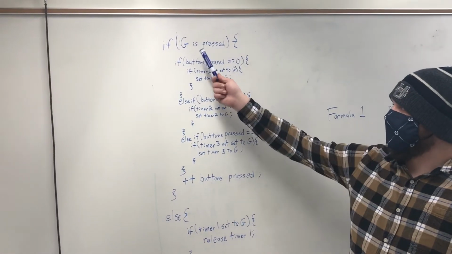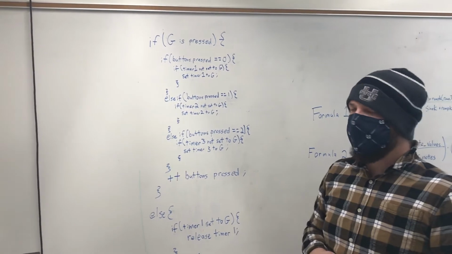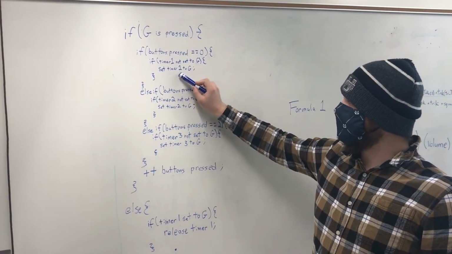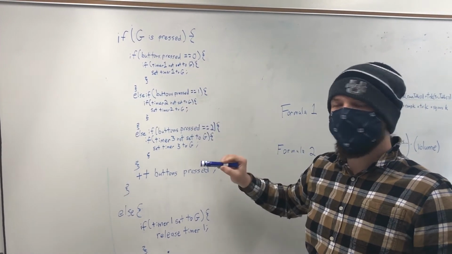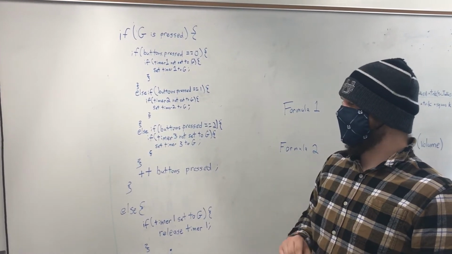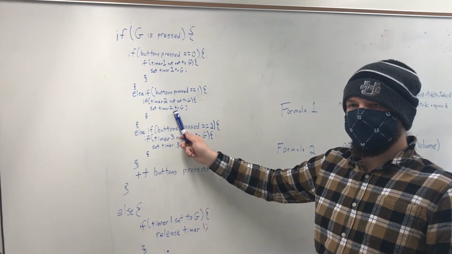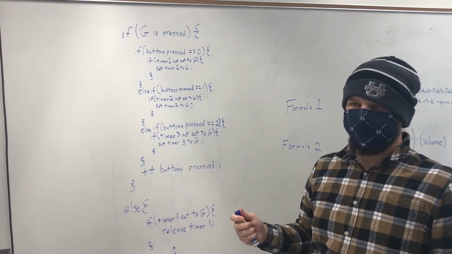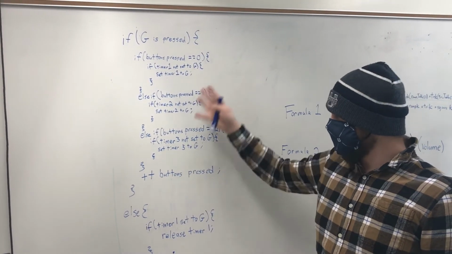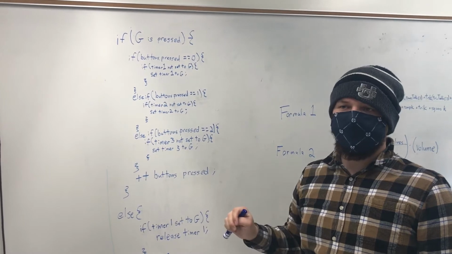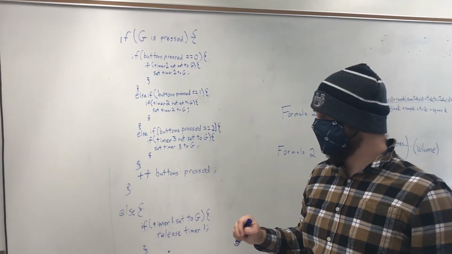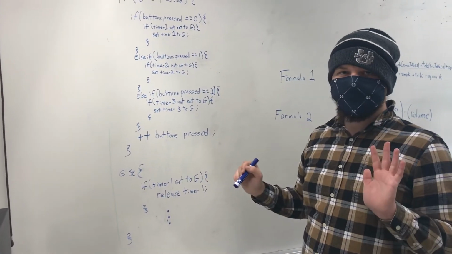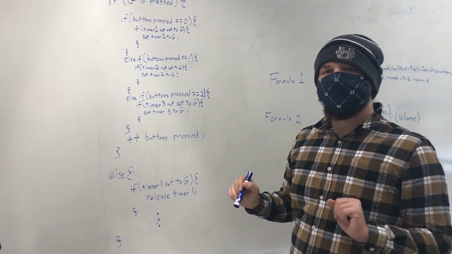So if the note, in this case G, is pressed, and if no buttons have been pressed, we set timer 1 to generate the note G. If one button has already been pressed, we set timer 2 to generate the note G. If 2 buttons have already been pressed, we set timer 3 to generate the note G. And after we've set the timers, we increment the number of buttons pressed so that we can keep track as we scan upwards. And if G is not being pressed, we release all timers so that other notes can use them to generate that note.